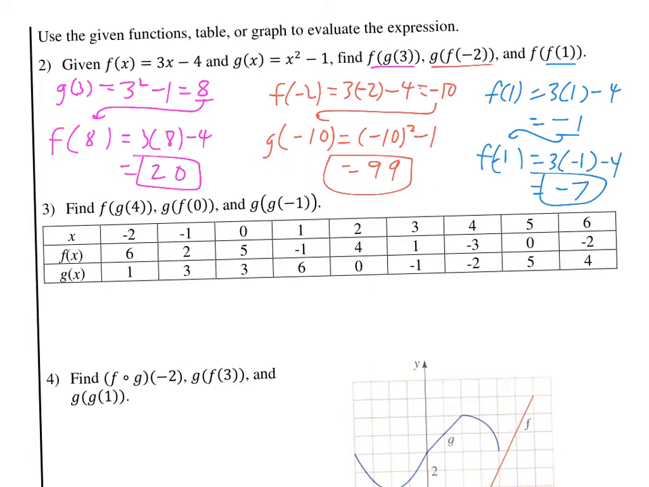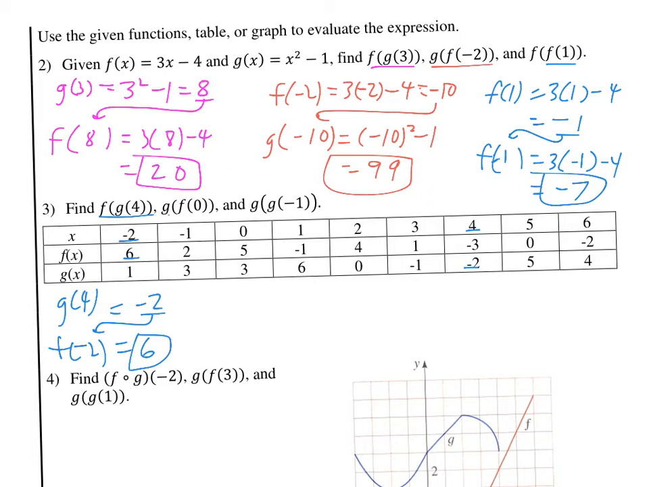Same idea on the table here. So if I wanted to do something like f of g of 4, I would do g of 4 first. So then on the table, I find the x value of 4, and then the g value there is negative 2. But now I have to do the outer function, so I take that answer from the first piece and plug it in there. And so now I'm going to the x value of negative 2, and I look at the f, which is 6.